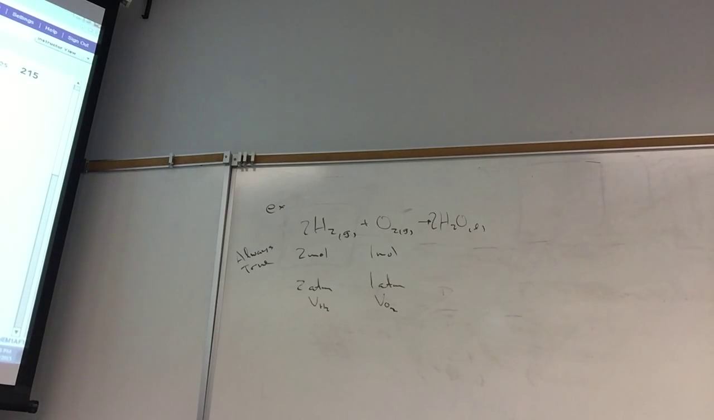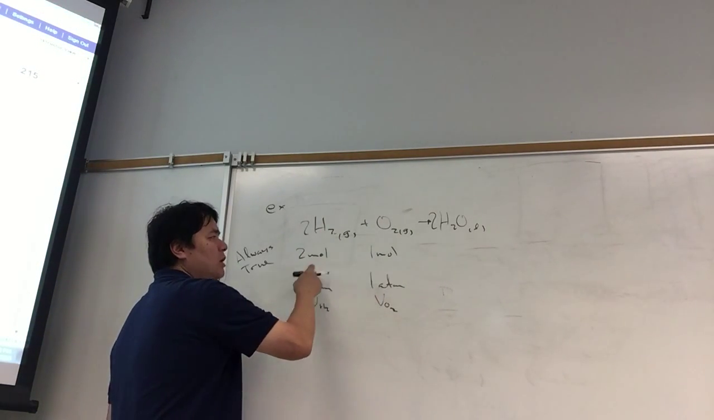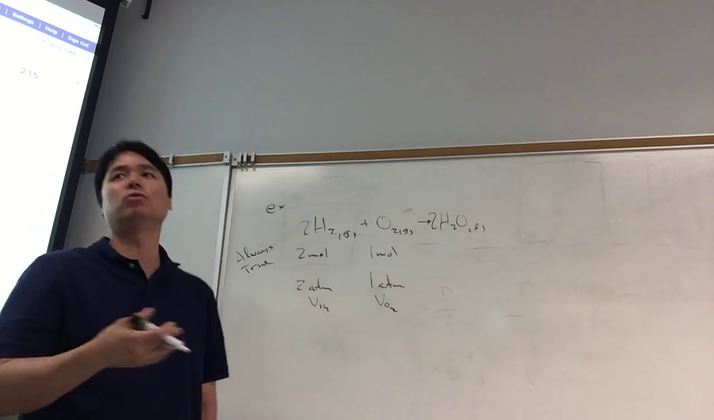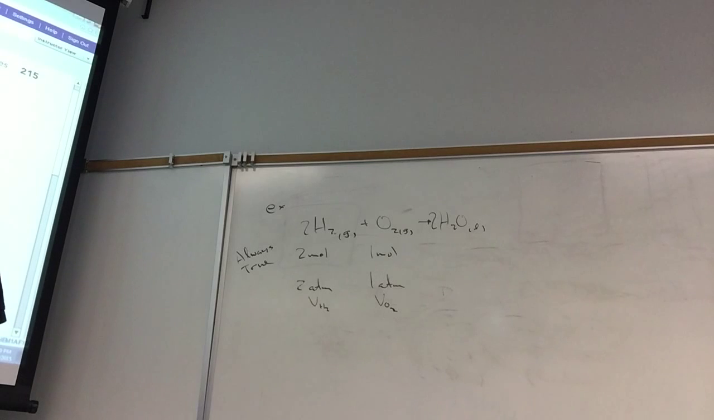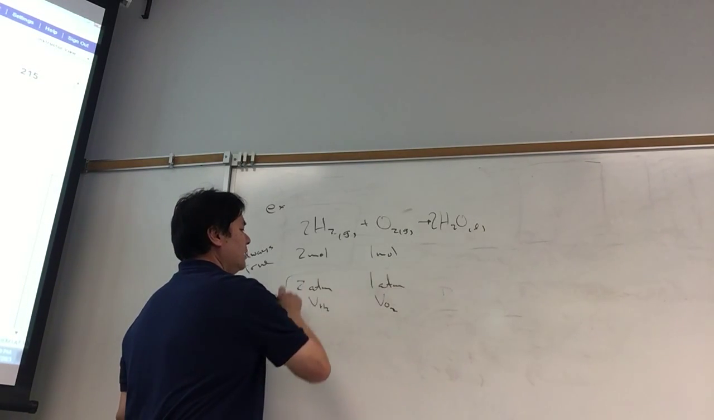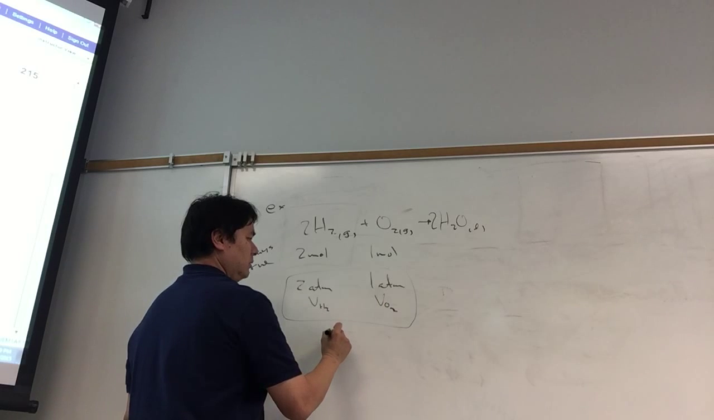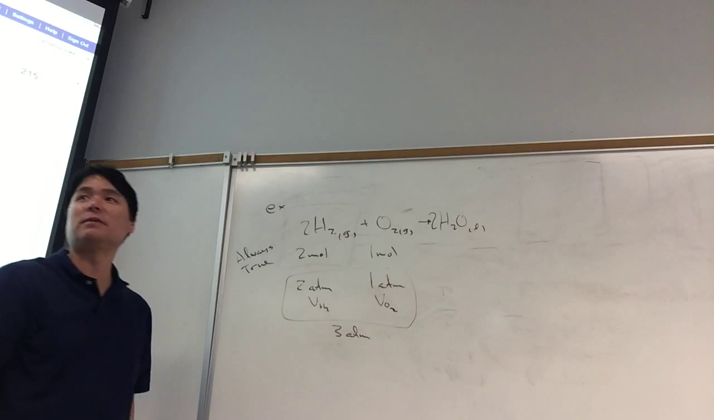Or what's my total pressure going to be? If I take 2 atmospheres of hydrogen and pump in 1 atmosphere of oxygen, then P total will be how many atmospheres? How many atmospheres total do I have? Well, altogether, I'm going to have 3 atmospheres of gas in my container.